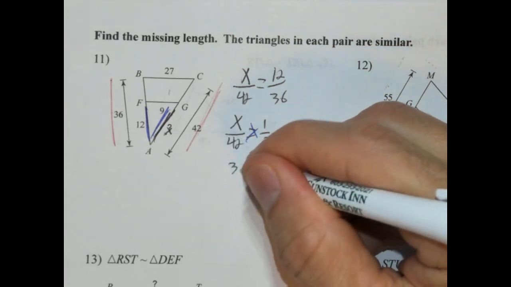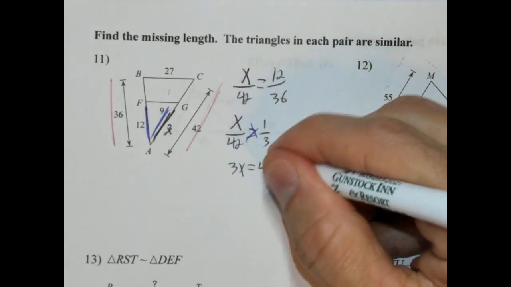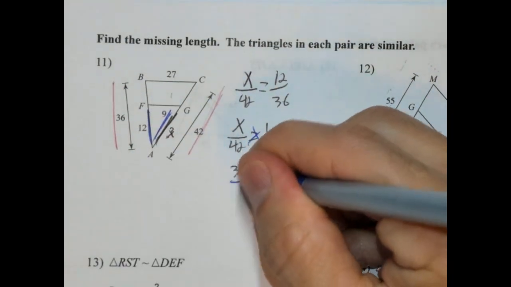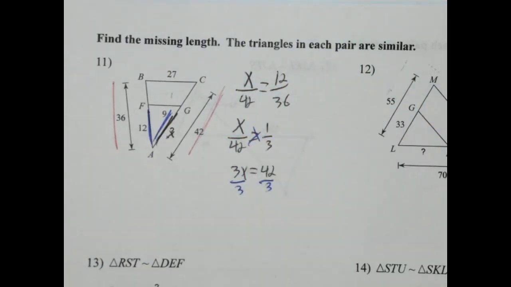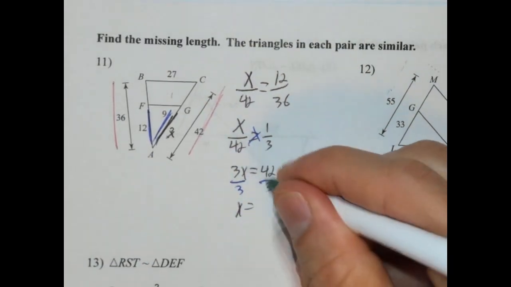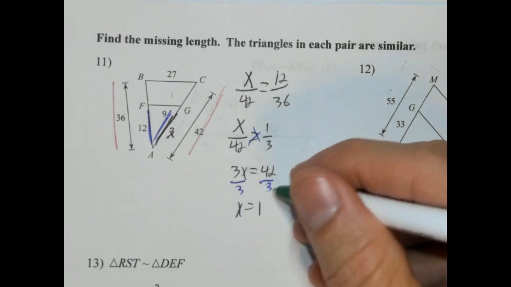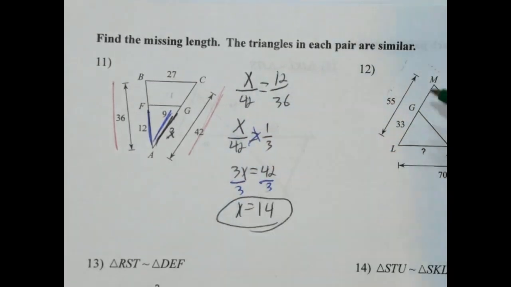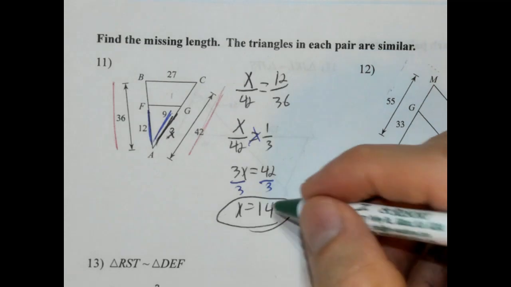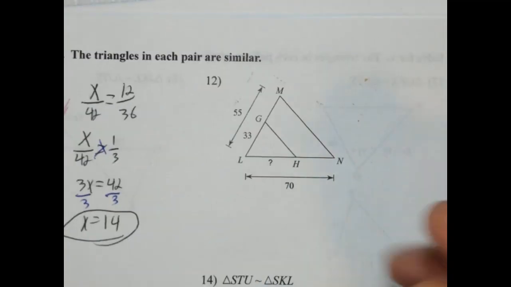So 3 times x is 3x. 42 times 1 is 42. We're going to divide by our coefficient, which is 3. And x will be equal to, let's see, 3 divides 4 once. 12, 14. There you go. Find each missing side. That is a missing side. Sweet. Okay, let's check this one.